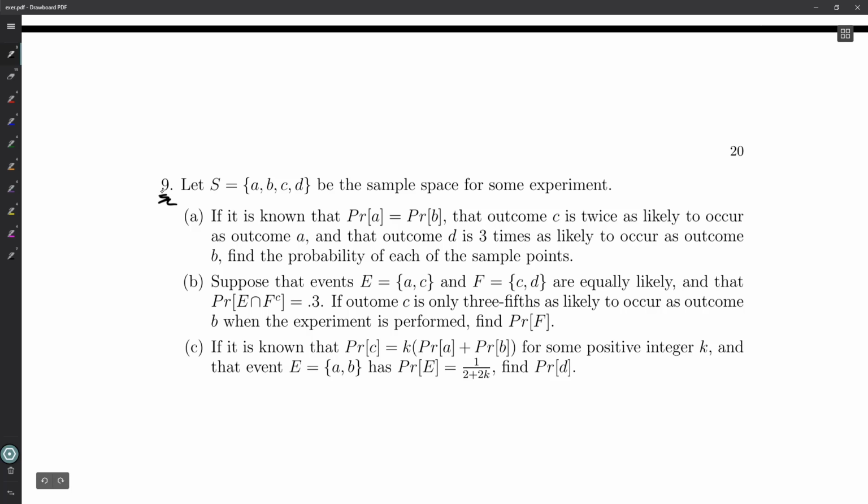So 9. Let S be {A, B, C, D}. So this is our sample space for some experiment. Doesn't really matter what the experiment is. Okay. Now we just were asked for B.